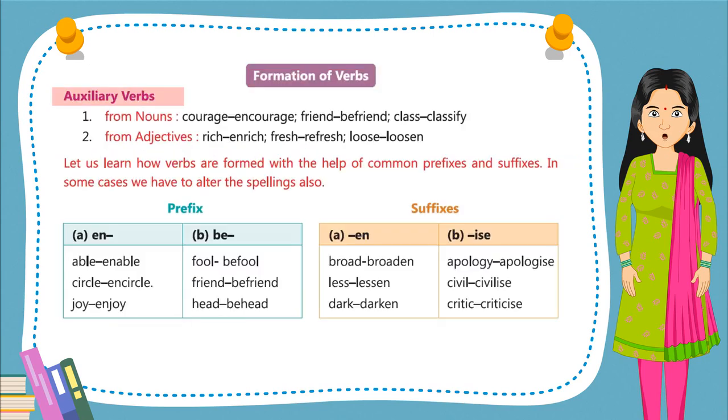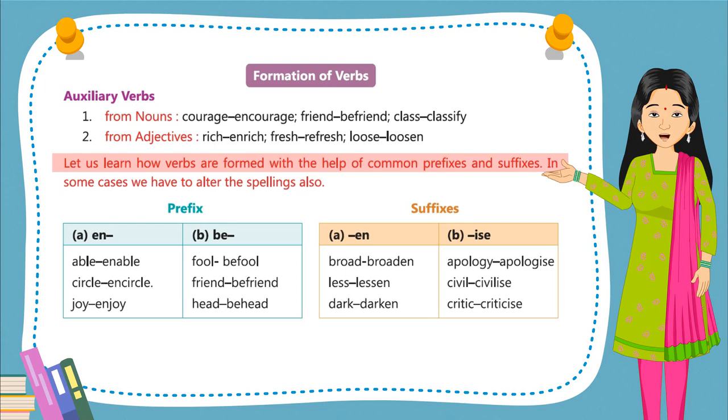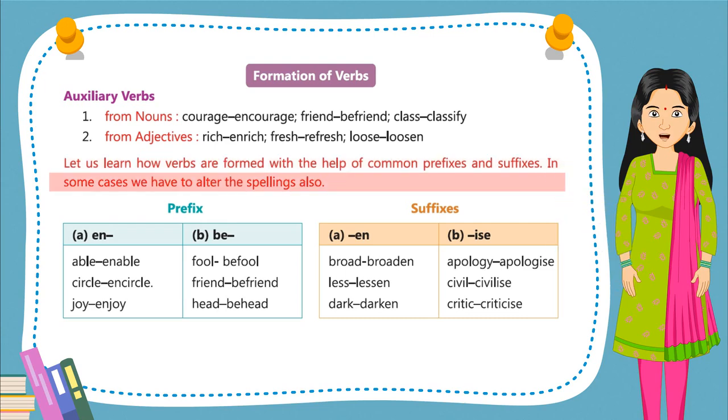Formation of verbs. Auxiliary verbs. 1. From nouns: courage, encourage; friend, befriend; class, classify. 2. From adjectives: rich, enrich; fresh, refresh; loose, loosen. Let us learn how verbs are formed with the help of common prefixes and suffixes. In some cases we have to alter the spellings also.